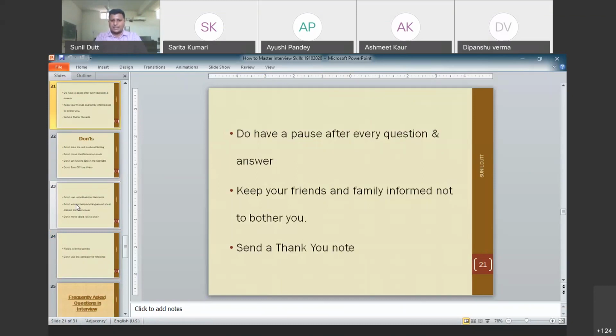Keep your family and your friends informed not to bother you at that particular stretch of time, or keep your phone on airplane mode so that nobody bothers you. Send a thank you note. This is really important out of soft skills, that you send a thank you note to all the persons who are involved in an interview.